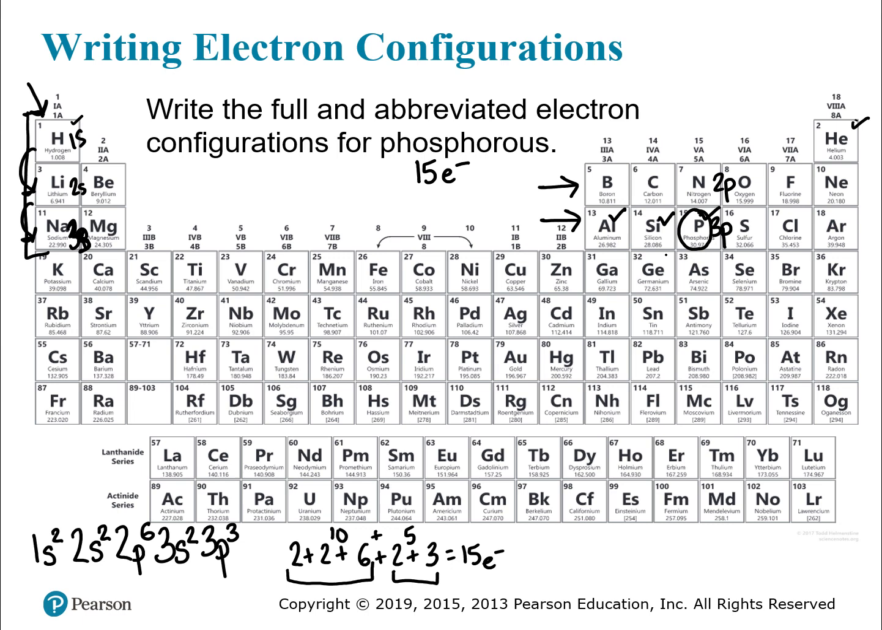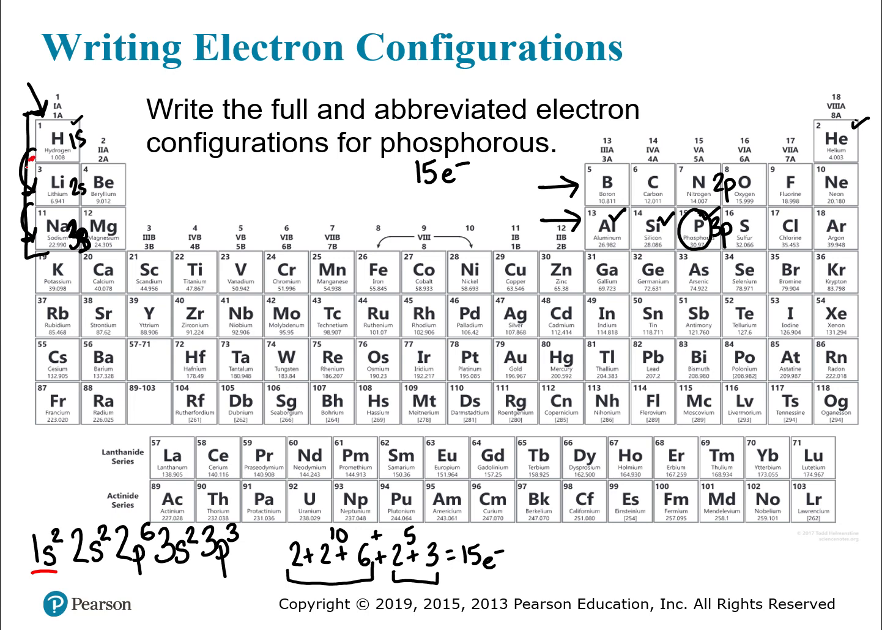Sure. So just to recap, we start with the lowest energy level. So that's energy level 1. We're starting with the S sublevel. That's all there is in energy level 1. And then we fill that. We've got 15 electrons to place for phosphorus. The 1s can only hold 2 electrons. So we write 1s2. That's the first part of our configuration.